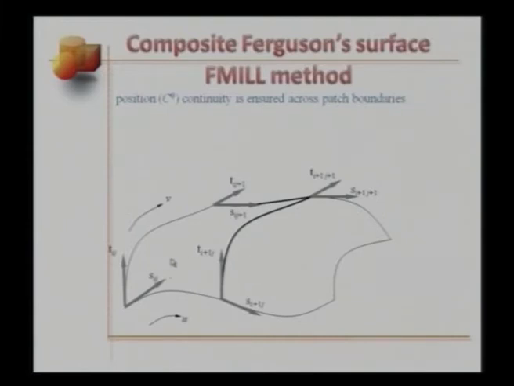Let's have another patch adjacent to this patch here along the u direction. Likewise, let's have a patch adjacent to this one here along the v direction. Let's say this is patch 1, this is patch 2, and this is patch 3. This point here is Pij. This here is Pi plus 1 j. This here is Pi plus 2 j. This corner point is Pi j plus 1. This one is Pi plus 1 j plus 1. Pi plus 2 j plus 1. Pi j plus 2. And this point here is Pi plus 1 j plus 2.